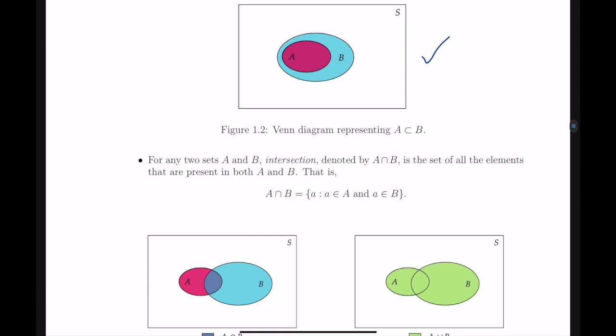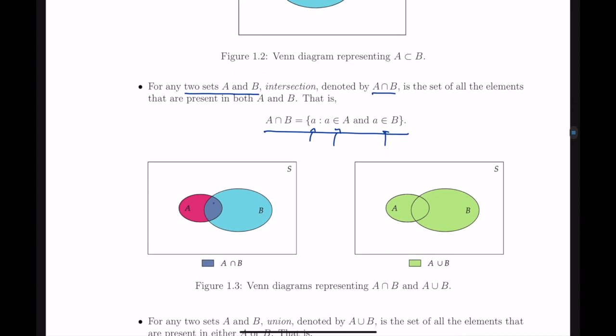Another relationship between two sets is intersection. Let's again consider two sets A and B, and the intersection between two sets is denoted as follows, which is the set that consists of elements that are present both in A and B. So this is the definition of A intersection B. What is it saying? Consider all the elements a such that a is in A as well as in B. So this region denotes the intersection between A and B when you're looking at a Venn diagram.